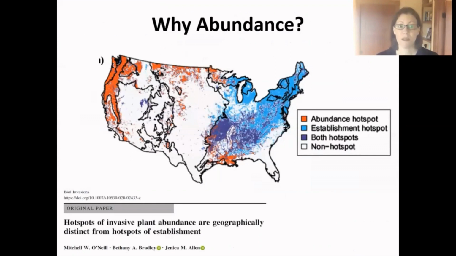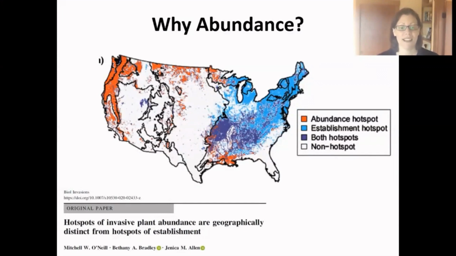And we've done some preliminary work, and this is work based on EDDMapS data from a few years ago. And what we've seen is that the areas where lots of different invasive plants could establish, so basically where the ranges of lots of invasive plants overlap, are not the same as where the ranges of lots of plants can become, where they would become abundant, overlap.